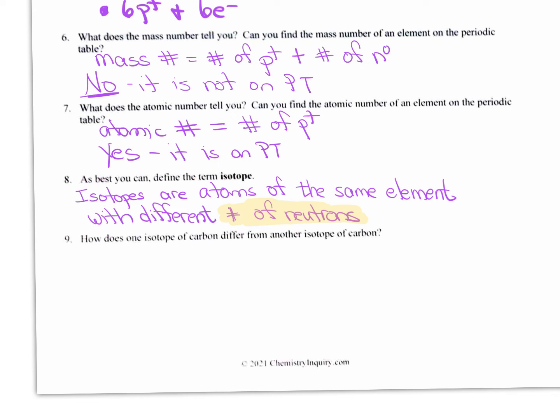Okay, how does one isotope of carbon differ from another isotope of carbon? Number 9. How does one isotope of carbon differ from another isotope of carbon? They have different numbers of neutrons.